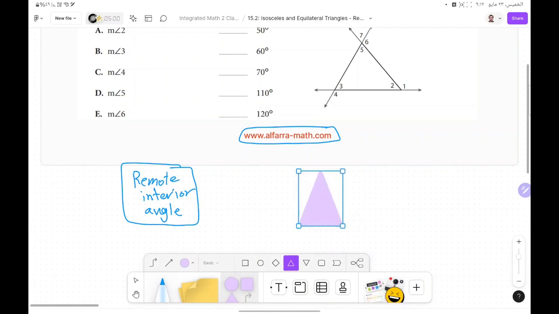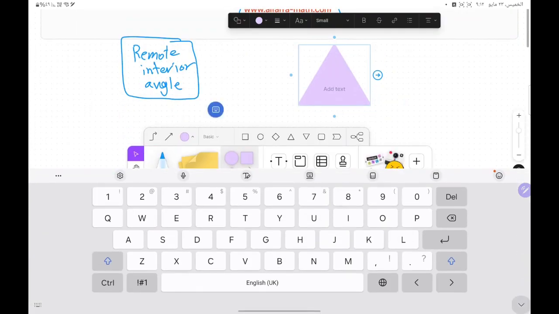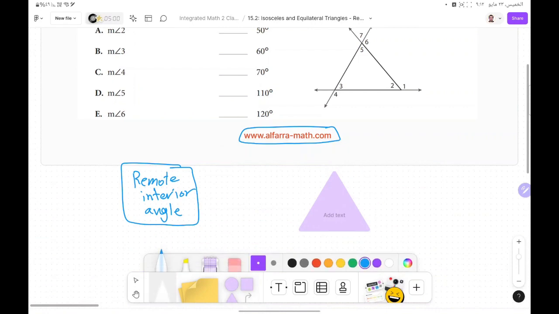So let me draw for you here a triangle. Using this triangle, let's say this is side A, this is side B, this is side C. Now let me complete this one with some lines, a line from this one, a line from here, and a straight line from this one. Now, check this out. We have here three interior angles. The first one is angle A, the second one is angle B, the third one is angle C.